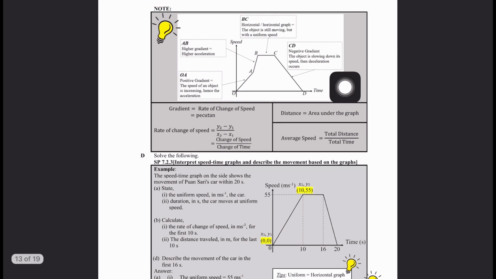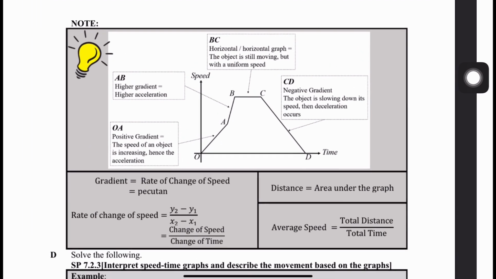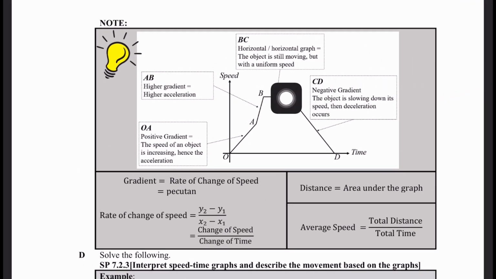Okay, sekarang kita tengok di sini. Saya akan terangkan one by one. So over here you have the graph. Lebih kurang sama macam 7.1, tapi interpretation dia is different. So sekarang cuba tengok.